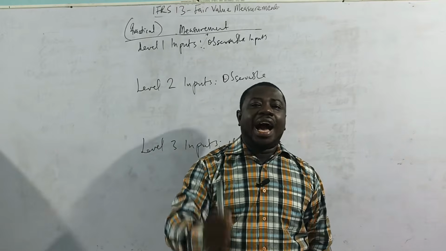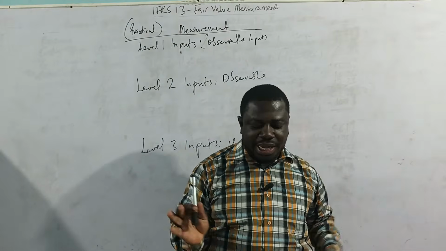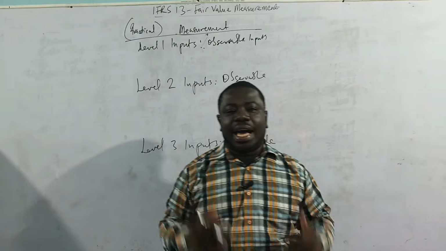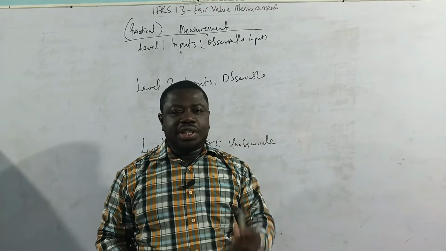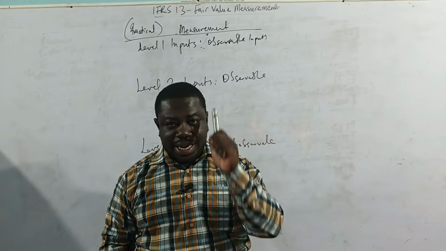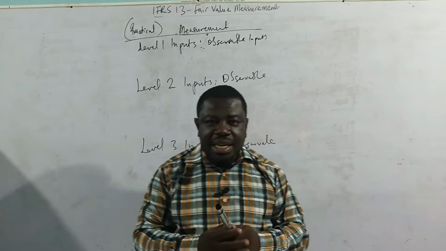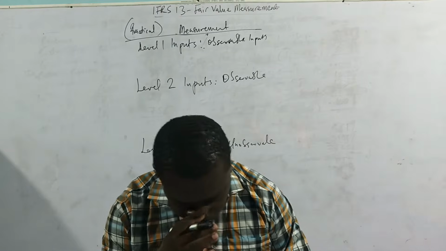So level 1 inputs are quoted prices of identical assets in an active market, and the prices should not be adjusted. So let us go back to the screen and read this. Level 1 input: quoted prices, unadjusted, in active market for identical assets or liabilities that the entity can access at the measurement date. So these should be assets that the entity can get hold of today if they want. It's not imaginary. So when you say quoted price of an identical asset in an active market, today, if I want to go and buy it from the market, I can access it. That is what we mean by level 1 input. Now, it will make sense as we go on. Don't worry.